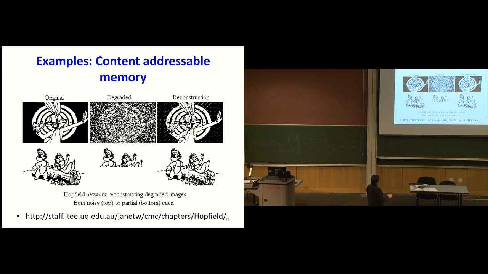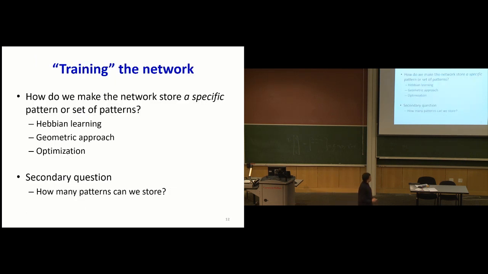On the other hand, if you initialize the network with this guy, it's going to evolve to this pattern. And these are two different things happening over here. Here you have a degraded version of this image, and it recalls it perfectly. Here you have a partial version of the image, and it recalls it. So these are all behaviors that a Hopfield network, a content addressable memory in general, can perform.